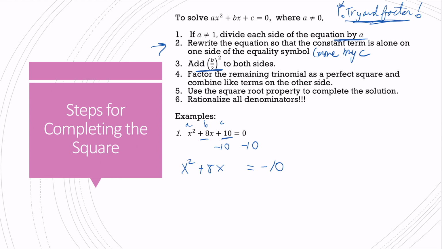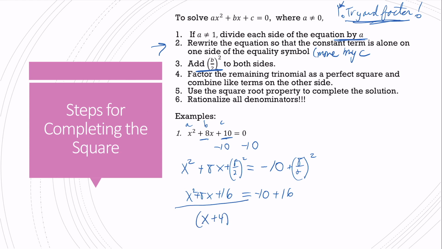So I'm going to take 8 divided by 2 squared to both sides. We know that that is 16. I'm going to factor my left-hand side, and then I can use the square root property. That's why we had a nice little square root property.